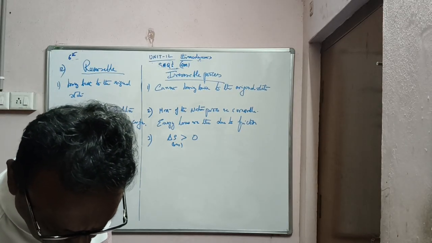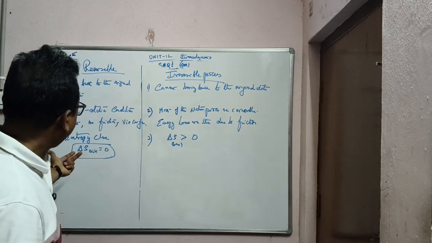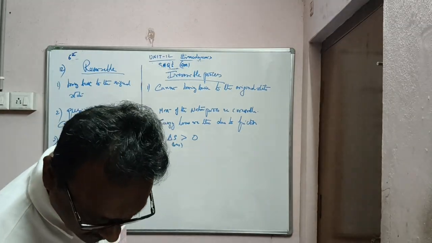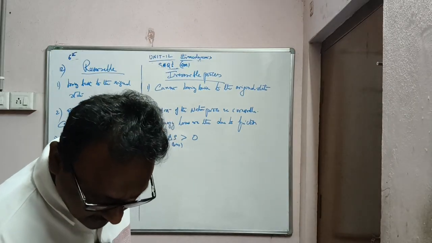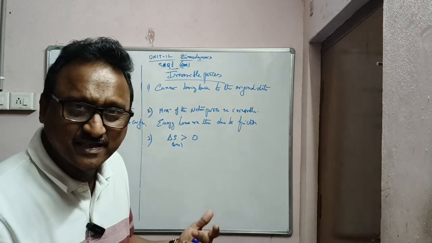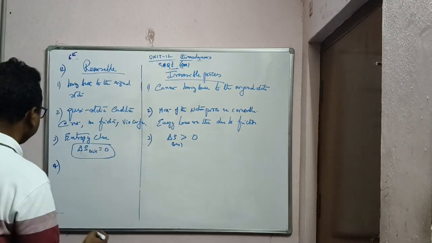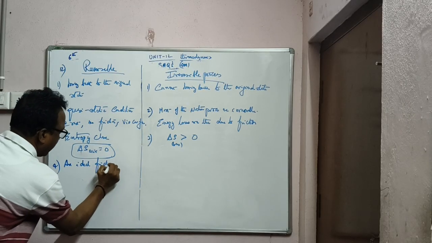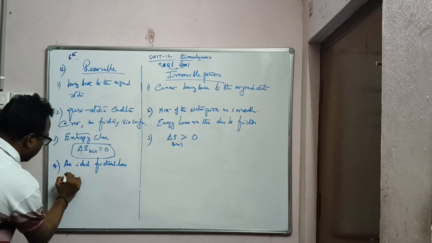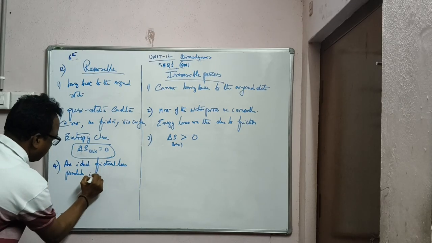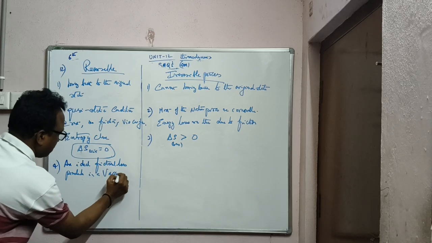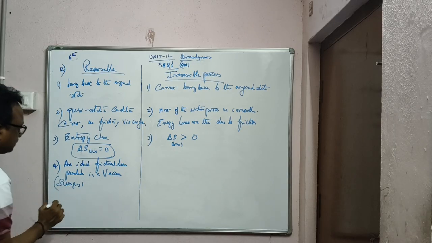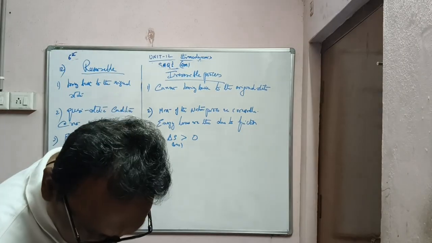Then in this one, examples, you can take example 4th point. For reversible, you can take an ideal frictionless pendulum swinging in a vacuum. Okay, ideal means imaginary, not real. An ideal frictionless pendulum in a vacuum, that means swinging. Example is swinging.